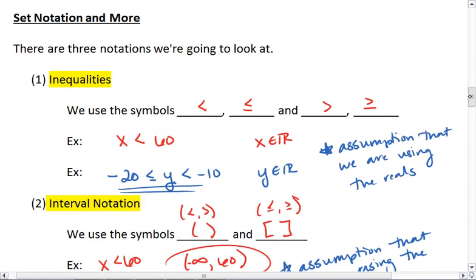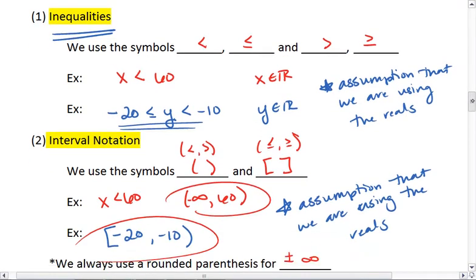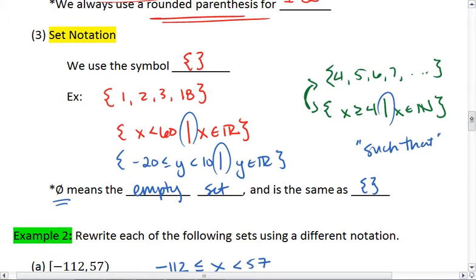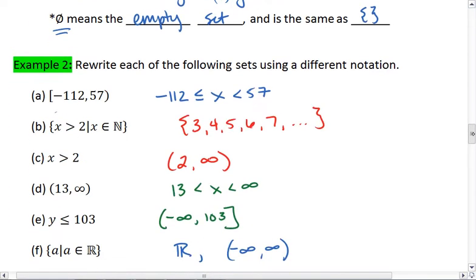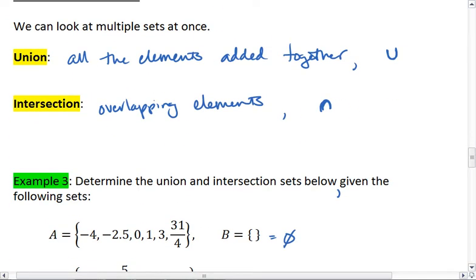And then we looked at set notation. We looked at using inequalities, so less than or equal to, greater than or equal to. Interval notation, where we either use parentheses or brackets, depending on whether or not we have that little equal sign in there. And set notation with the curly brackets, which is probably the most complicated and is one that we will talk about for the rest of this semester, at least, if not the rest of the year. Finally, we looked at union and intersection, where union is adding all of our elements together in all the sets that we're looking at, and intersection is only looking at the overlapping elements.